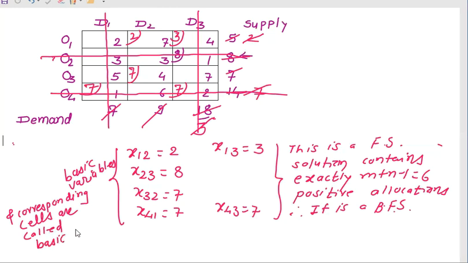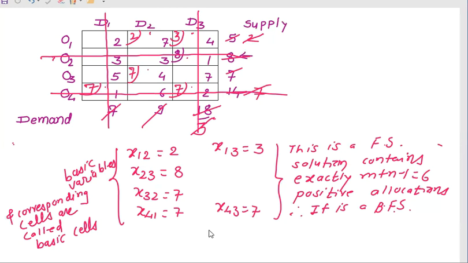So what are the basic cells? X, first row, second column. So this is a basic cell in which we have made positive allocations. First row, second column, first row, third column, then second row, third column, third row, second column, fourth row, first column, fourth row, third column. So these are the basic cells, and these variables are called basic variables.